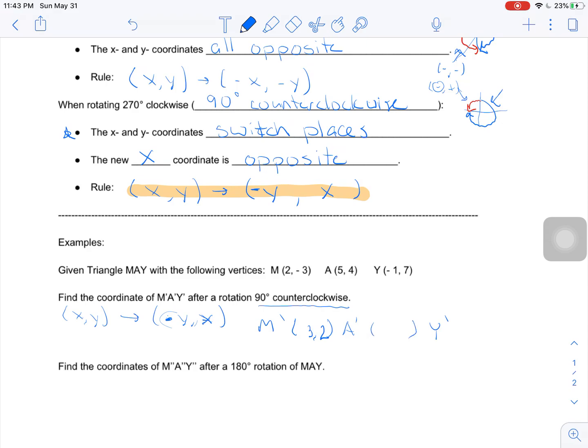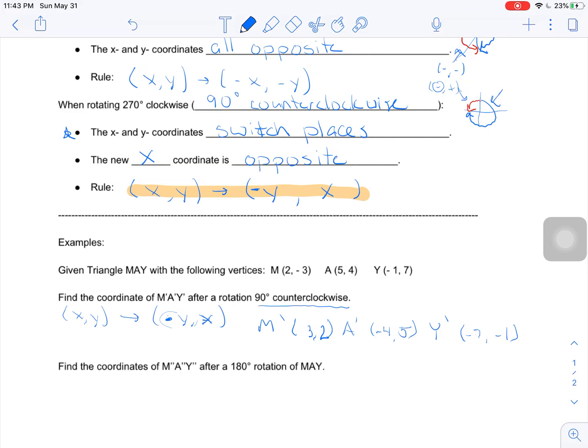Now I'm going to do A. I need to switch the x and the y, so 5, 4 turns into 4, 5. And I need to make what is now the first number its opposite, so it's going to turn into -4, 5. And the last one, Y prime, I need to switch the x and the y. So -1, 7 turns into 7, -1. And I need to make what is now the first number its opposite, so the 7 is going to turn into a -7. So the coordinates of my triangle after I've rotated counterclockwise 90 degrees would be 3, 2; -4, 5; and -7, -1.